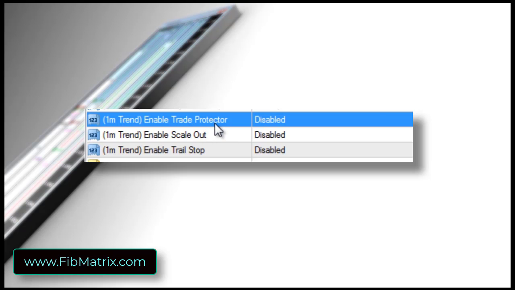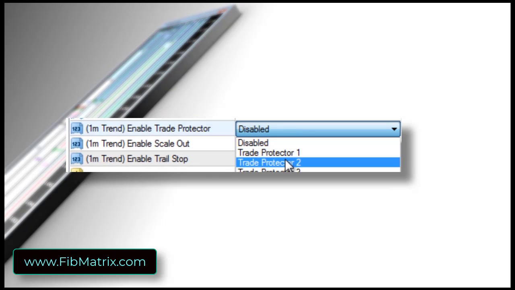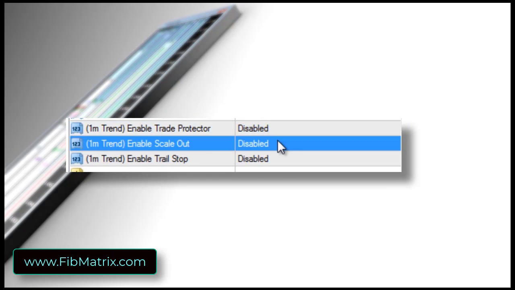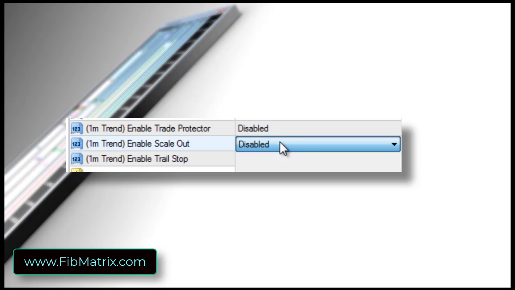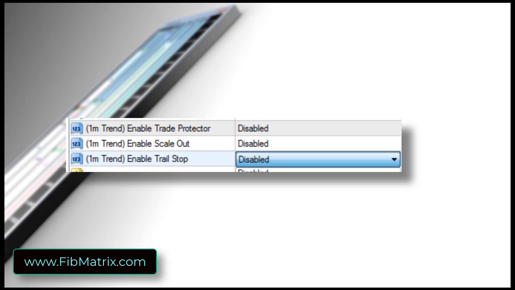3 programmable protectors, 3 programmable scale outs, 3 programmable trailing stops. So you can see there's 3 trade protectors, there's 3 scale outs, and there's 3 trail stops. So how do you use this? You just assign one of them to a setup. So I'll use trail stop 3 for the 5 1-minute trend. Well, what is trail stop 3?